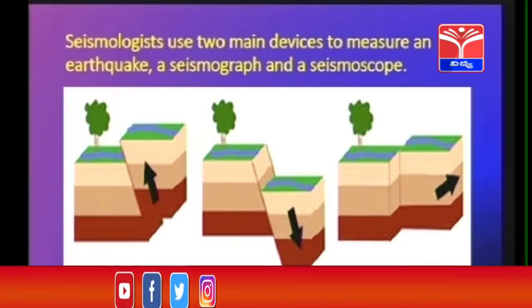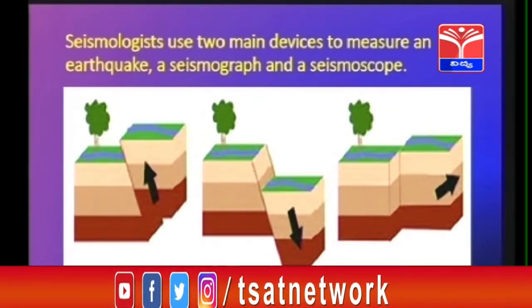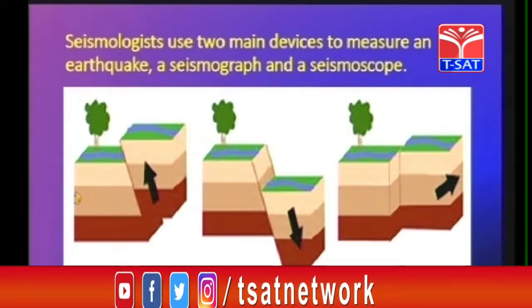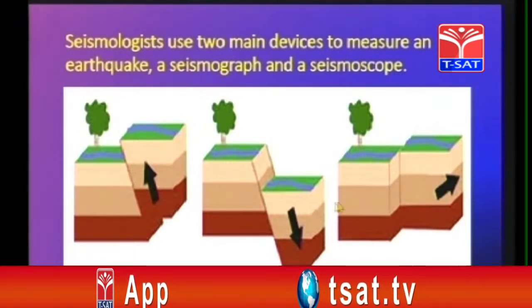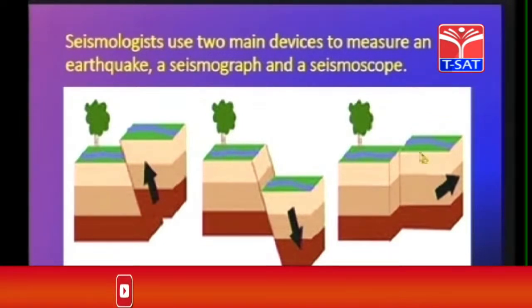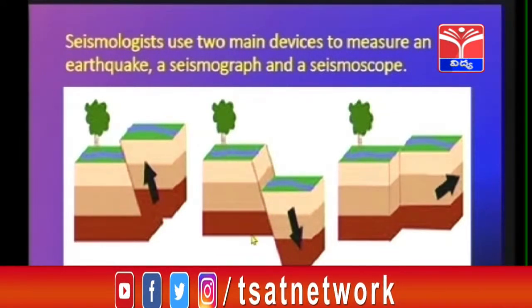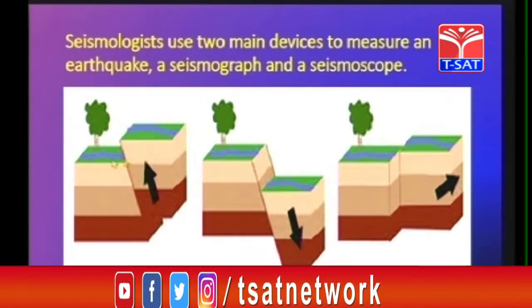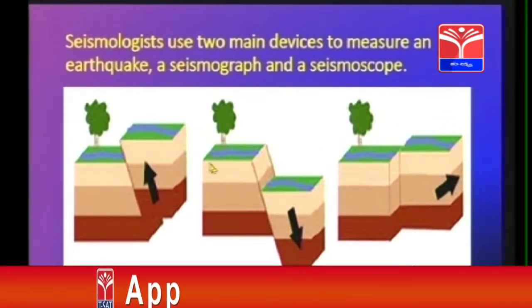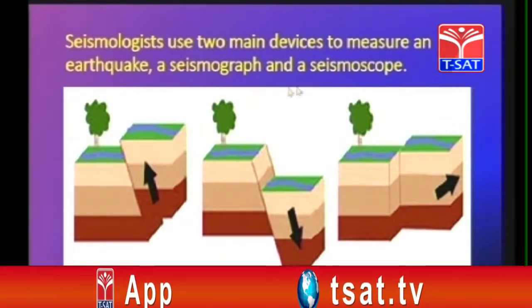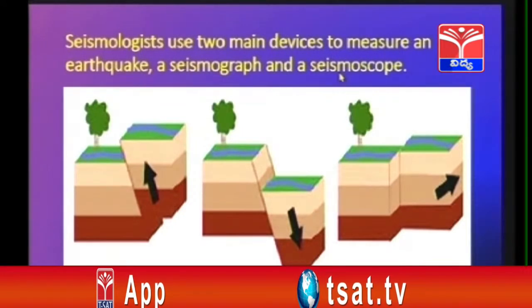They have two main devices to measure an earthquake. In this picture you can see the two tectonic plates moving away from each other. The movement can be up and down or lateral. Any of this movement of the tectonic plates can cause an earthquake. Now this will produce seismic waves, and these seismic waves can be recorded by either a seismograph or a seismoscope.